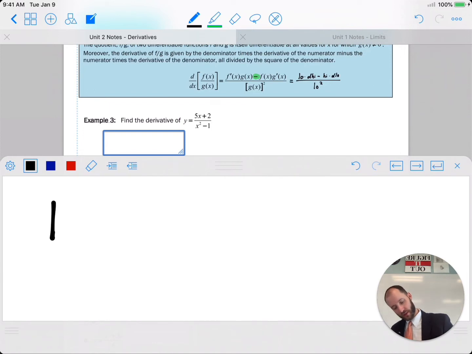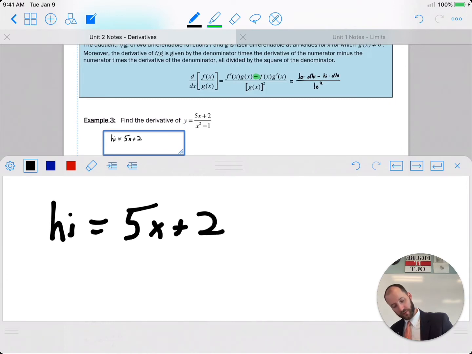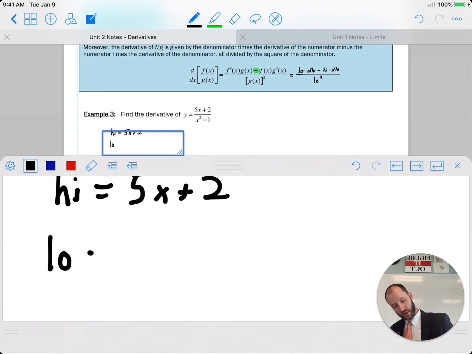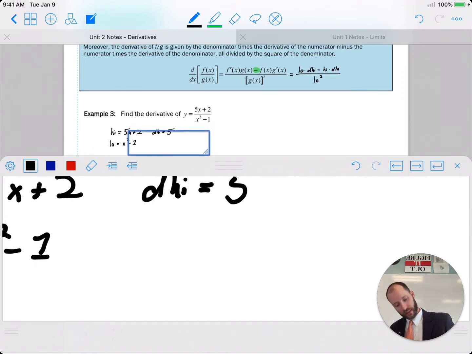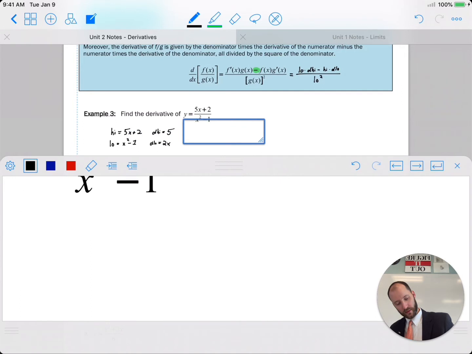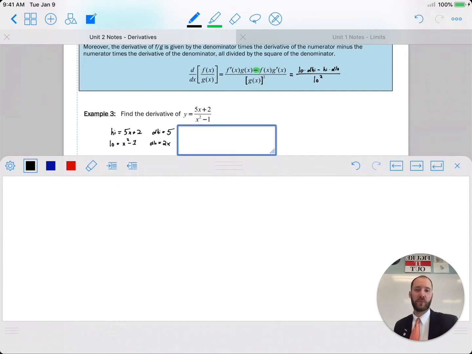So let's do that real quick. So high is 5x plus 2. Low is x squared minus 1. So then d high, the derivative of the high, would be 5. D low, the derivative of the low, would be 2x. And then put the puzzle pieces together.